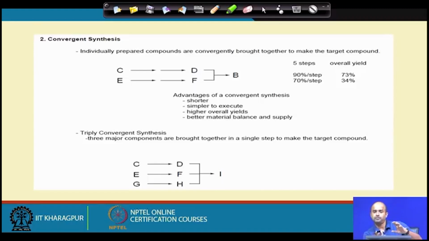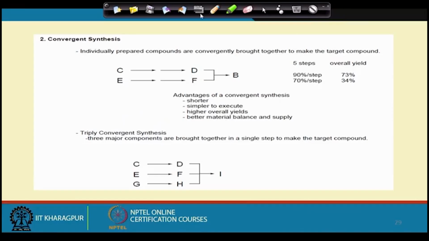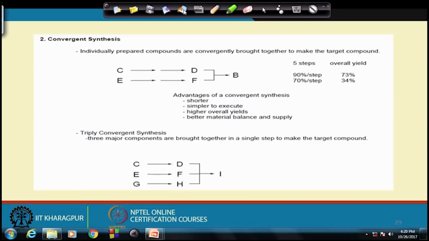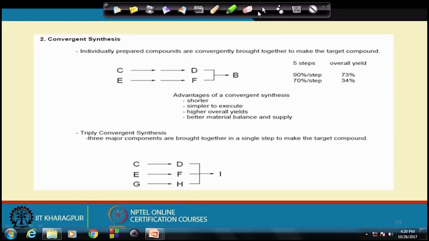Quite a different ball game. So, it is always advisable that you follow a branching pathway or convergent pathway. Sometimes you have a triply convergent pathway, meaning there are many branching pathways. If the molecules are complex, you can have branching pathways. So, a linear pathway you should always try to avoid, but for a simple molecule a linear pathway is okay, and probably in our discussion we will be talking more about linear pathways.